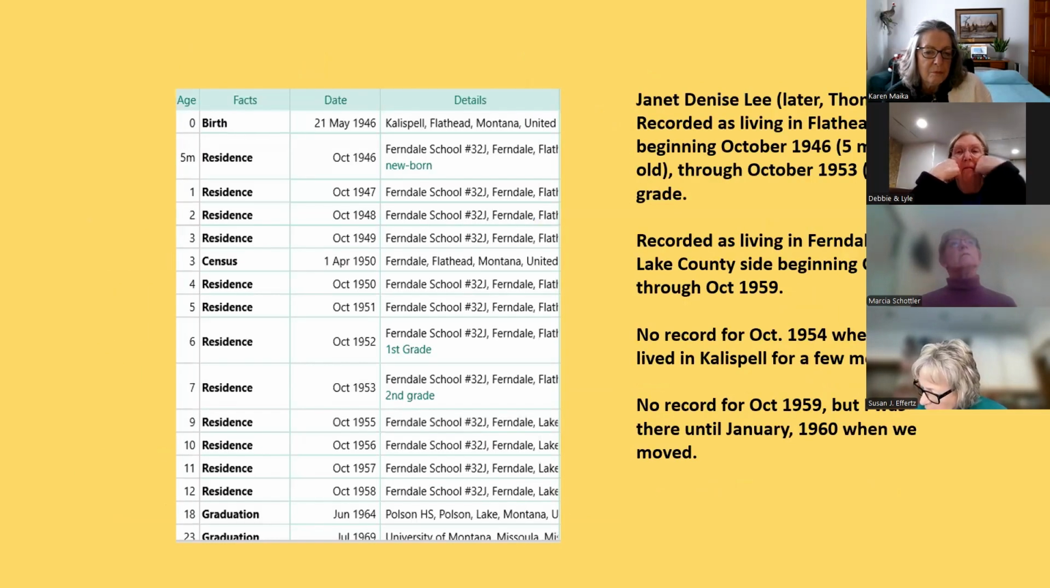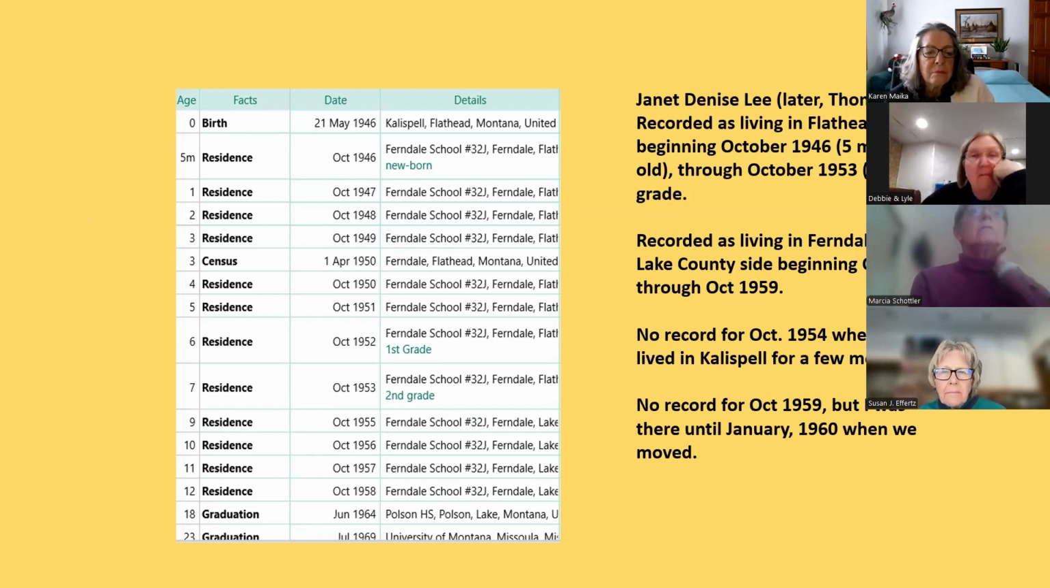Here's me. I was Janet Denise Lee. I was recorded as living in Flathead County on the Flathead County side beginning October '46. I was 5 months old on that title, and I'm recorded all the way up through the age of 12. It should actually be there as 13. I don't know what happened to the card, or the information on the card, for when I was 13, but I left that school in late January 1960, moved to Billings for 6 months, and then that year moved back to Polson.